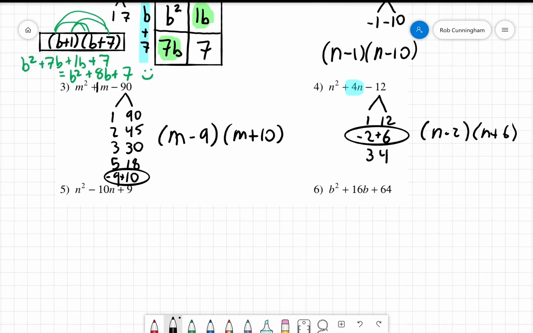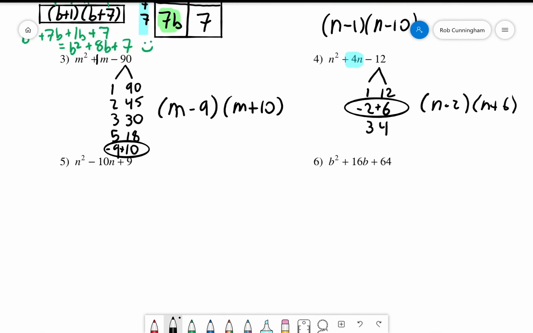Two more. n squared minus 10n plus 9. I need two numbers that multiply to make positive 9 and add to make negative 10. Well, if you've been following along, you should be able to pretty quickly pick up negative 9 and negative 1. Negative 9 times negative 1 is positive 9. Negative 9 plus negative 1 is negative 10. So my answer is n minus 9 times n minus 1.